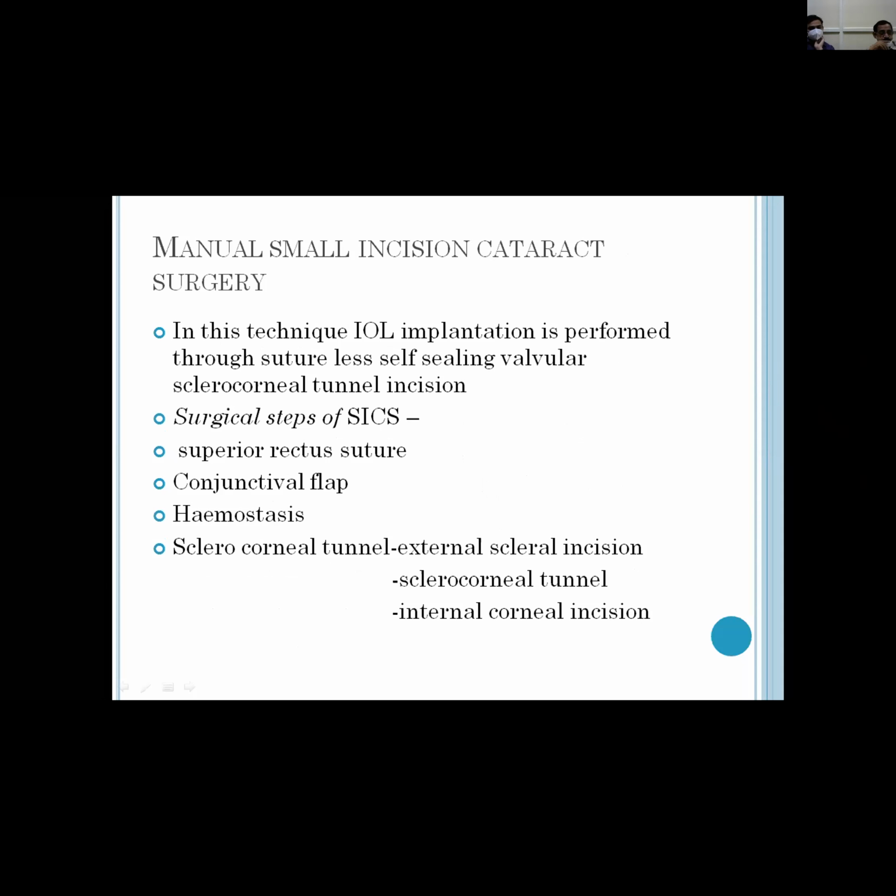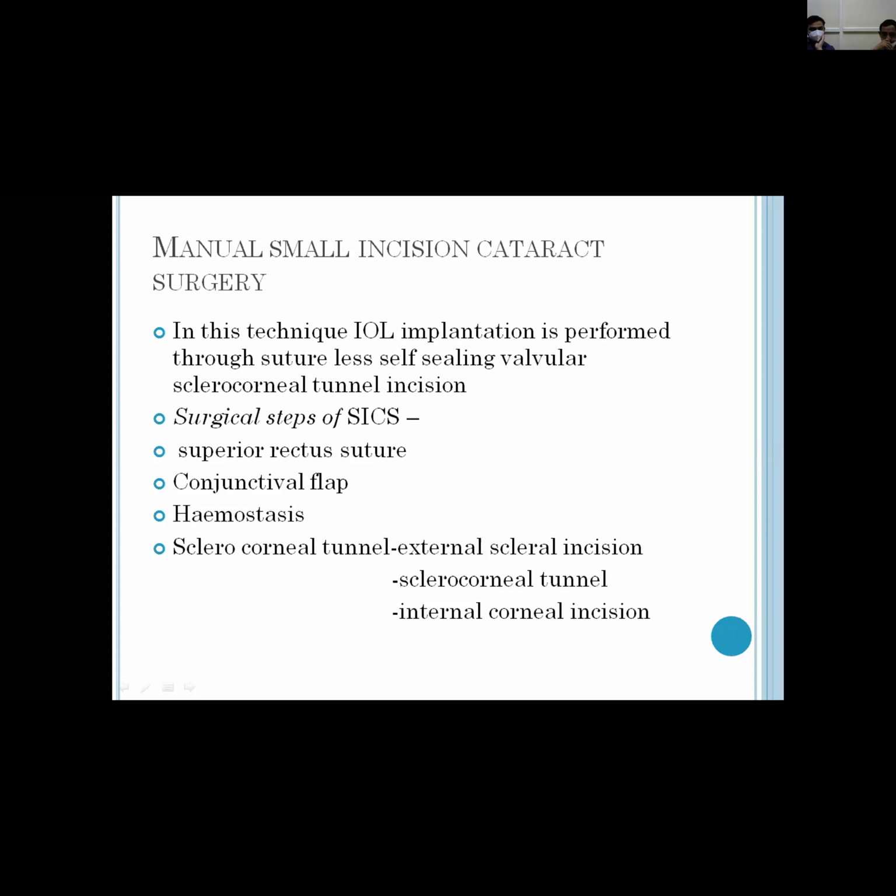Second method is manual small incision cataract surgery. In this technique, intraocular lens implantation is performed through a sutureless self-sealing valvular sclerocorneal tunnel incision. Surgical steps include superior rectus suture, conjunctival flap, sclerocorneal tunnel. It consists of the following components: external scleral incision, sclerocorneal tunnel, internal corneal incision.